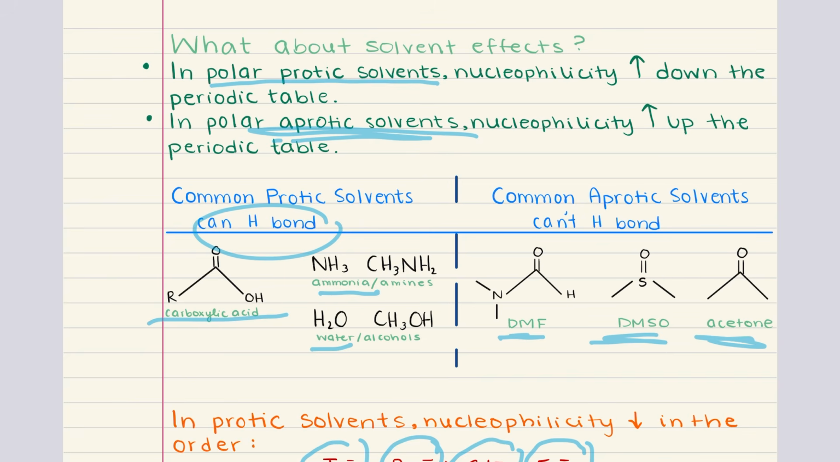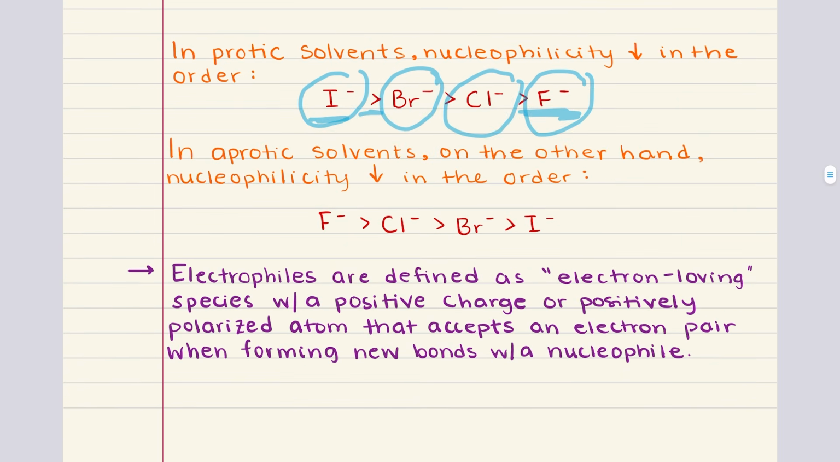they lack hydrogen bonding and they do not strongly interact with nucleophiles. This allows nucleophiles to remain unsolvated and free to participate in reactions. In these solvents, nucleophilicity follows the opposite trend. It increases up the periodic table. So here, fluoride is the strongest nucleophile because it remains free, whereas iodide, being large and more polarizable, is less effective as a nucleophile in these conditions.